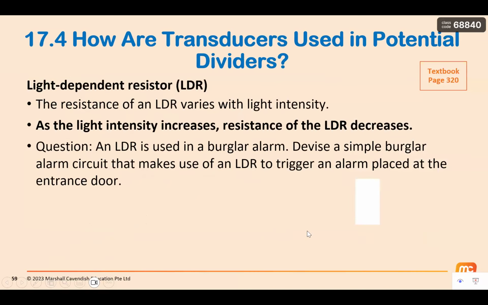Next, we also have the LDR, light-dependent resistor. For a light-dependent resistor, it is taken as always having an inversely proportional relationship. So as the light intensity increases, the resistance of the LDR decreases as well. When one increases, the resistance decreases.